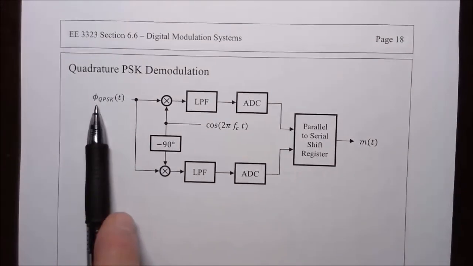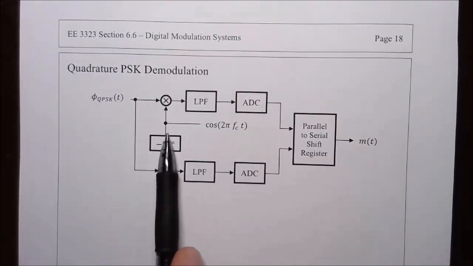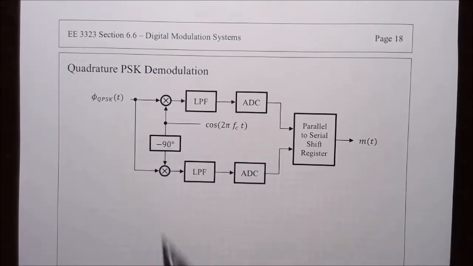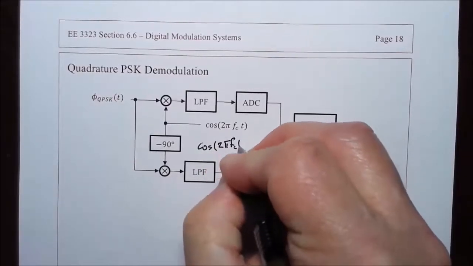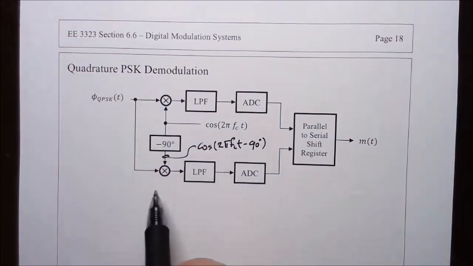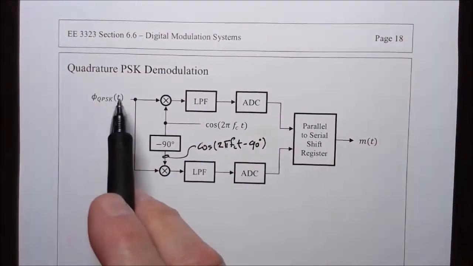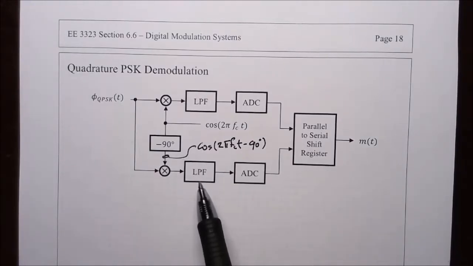We take the quadrature phase shift keyed signal into a mixer, mix it with a replica of the carrier. We also phase shift the carrier to produce a signal that's cosine 2 pi FCT minus 90 degrees, and mix that with the quadrature phase shift keyed signal. Both of these signals are then low pass filtered.